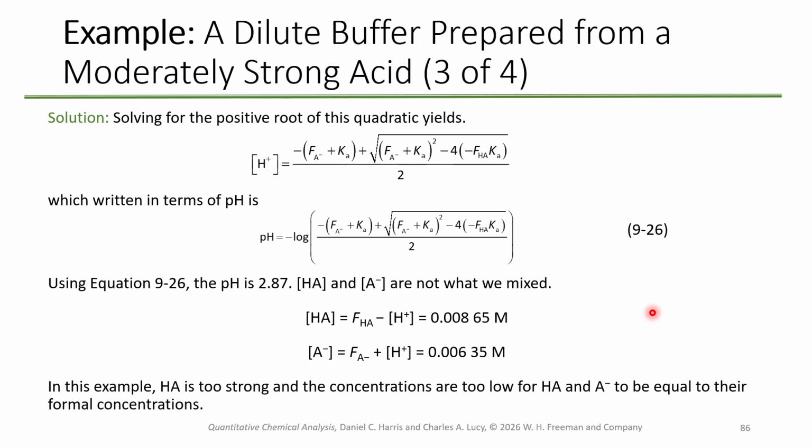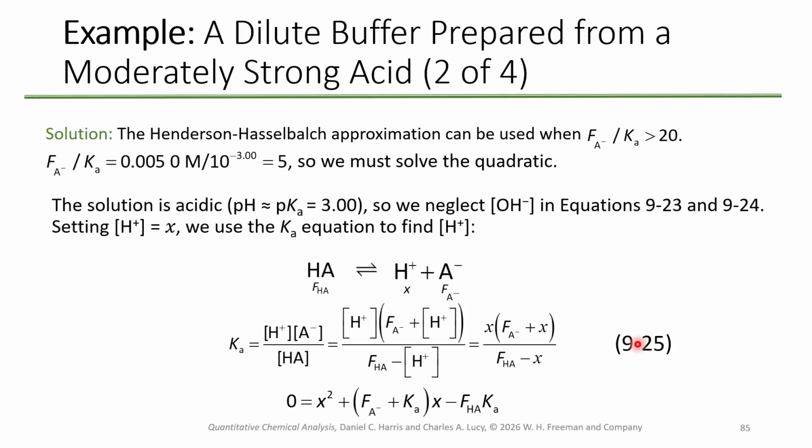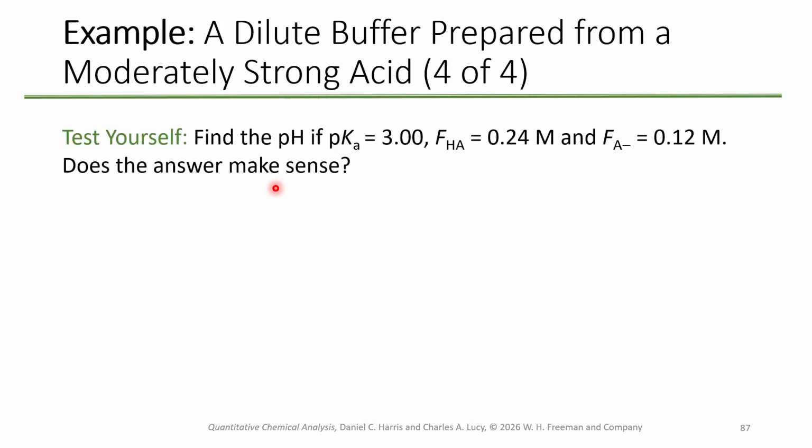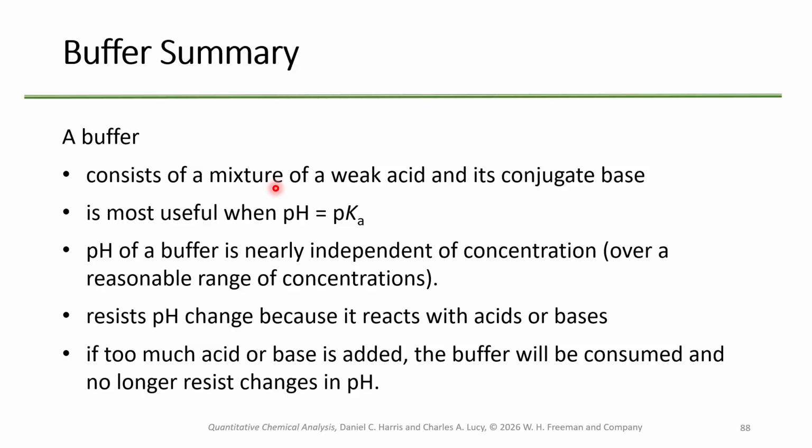Again, the HA is too strong in this case. The concentrations are too low for your HA and A minus to be equal to their formal concentrations. That's what we tested here. If it had been greater than 20, we could have not done all that work. Which would have been nice, right?